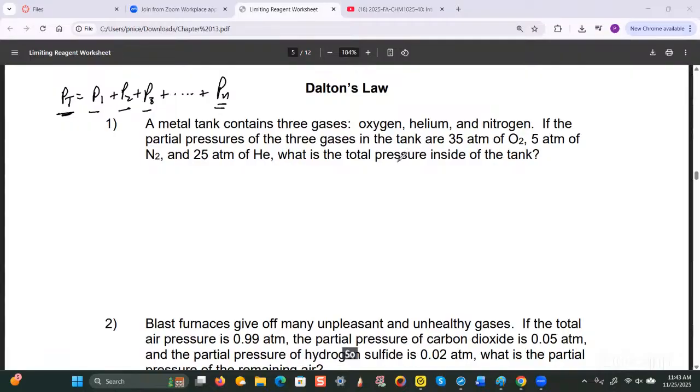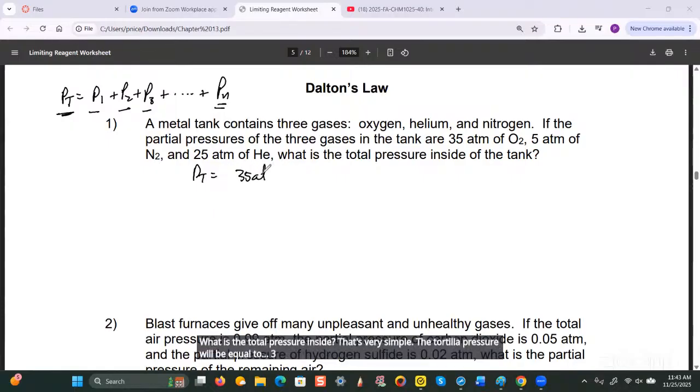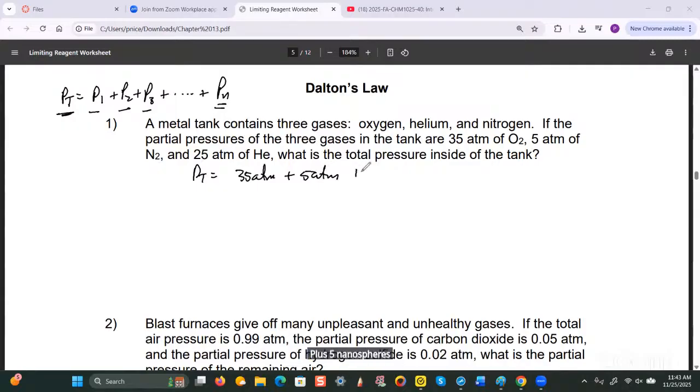So, to answer a question like this, it's very simple. It says that there are 3 gases in a tank, and it gives you the pressure of each gas. What is the total pressure inside the tank? That's very simple. The total pressure will be equal to 35 atmospheres in the case of oxygen, plus 5 atmospheres in the case of nitrogen, plus 25 atmospheres in the case of helium, and that's it, right?